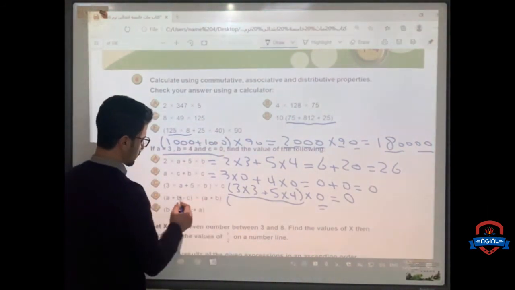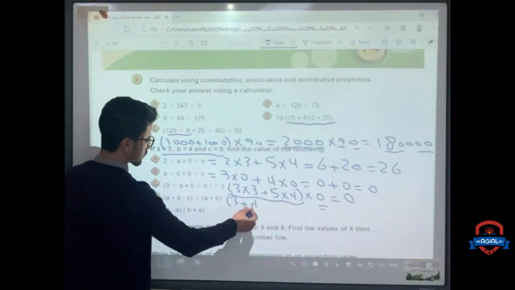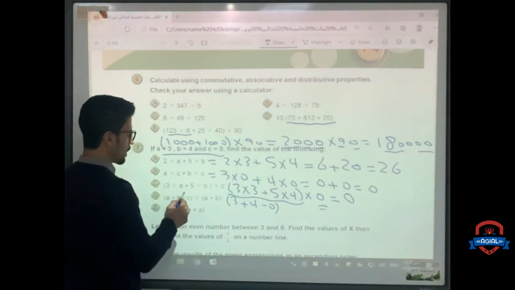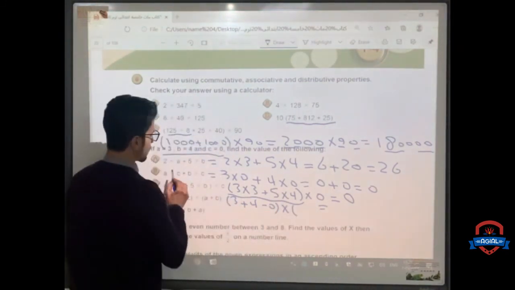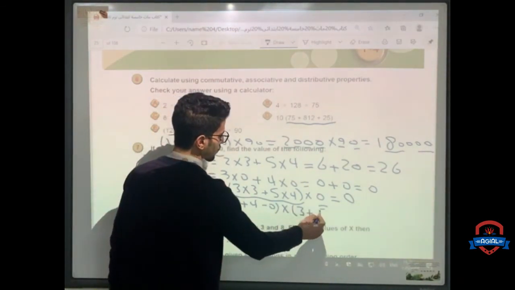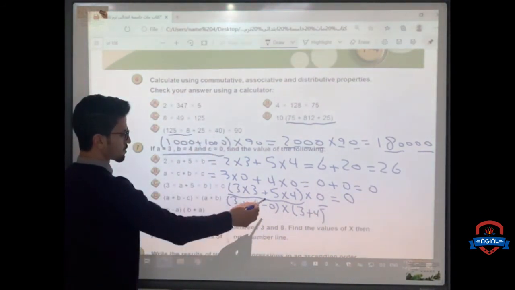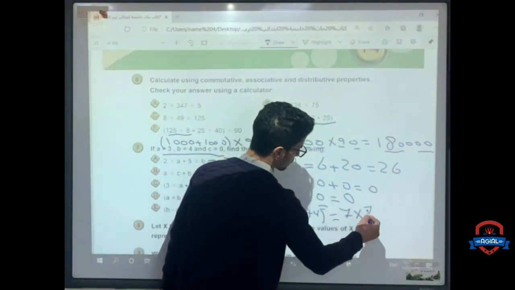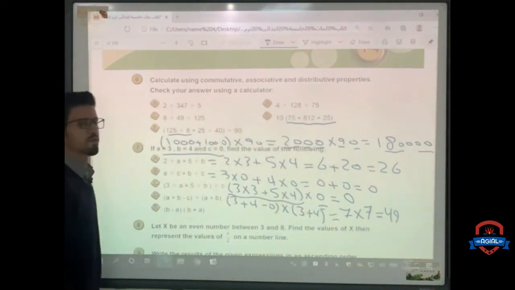So we have to replace A by 3, so we have 3 plus B, B equals 4, minus C, so minus 0 because C equals 0, and times A plus B. A equals 3 and B equals 4, so 3 plus 4. And 3 plus 4 equals 7, so 7 times 7 equals 49.